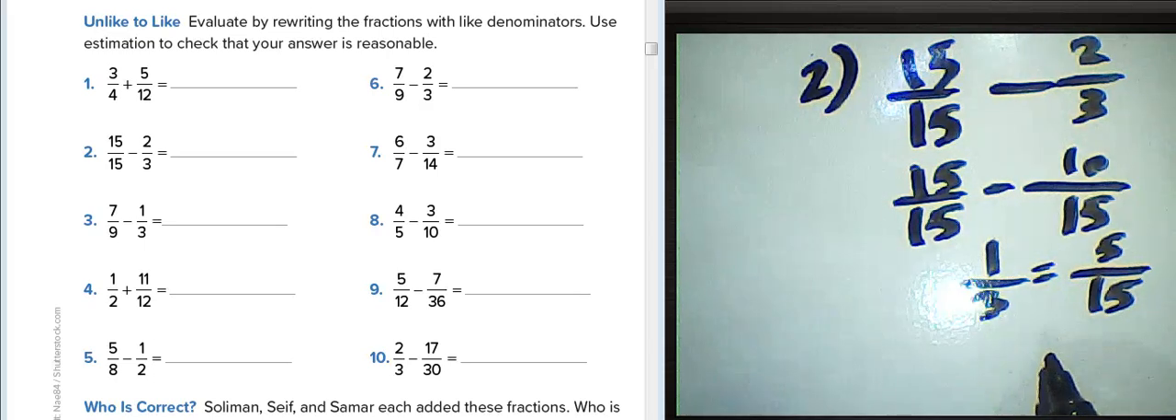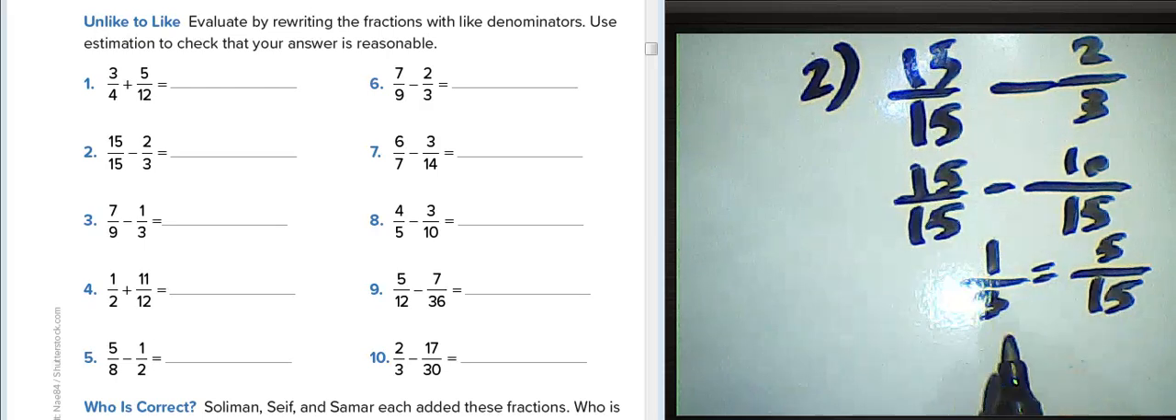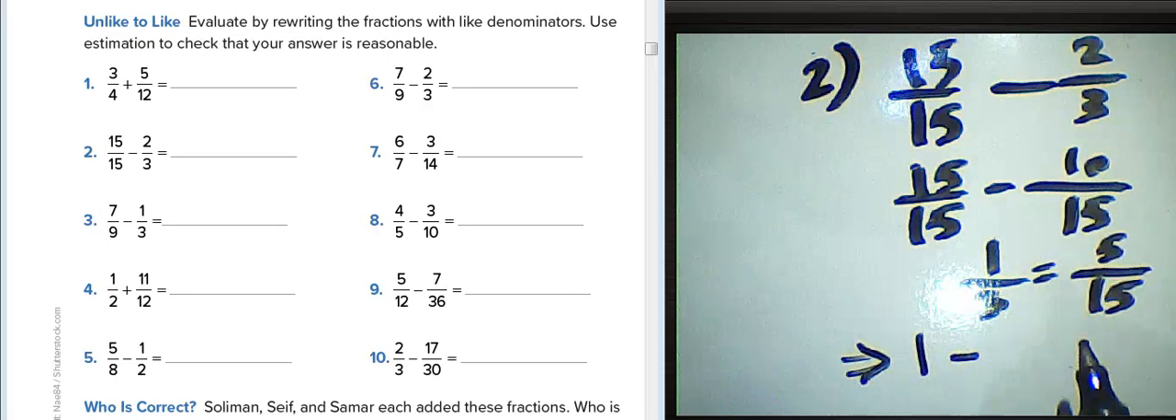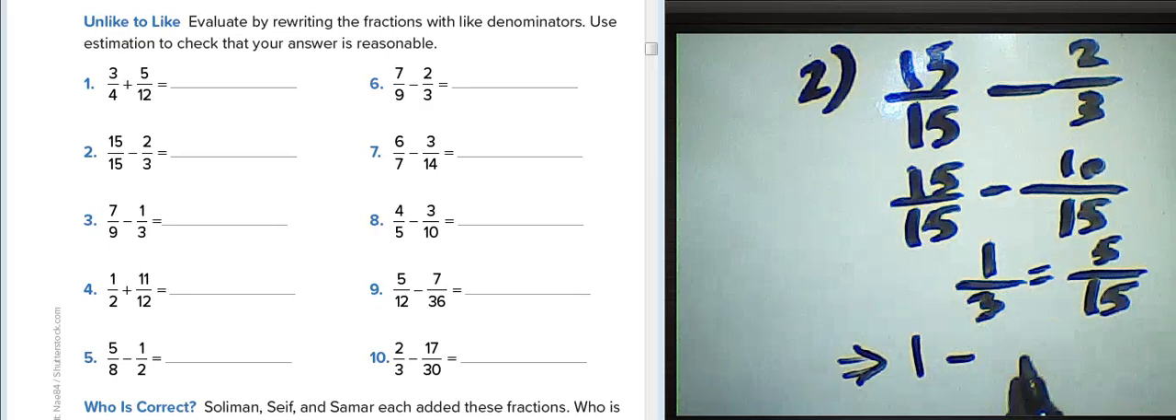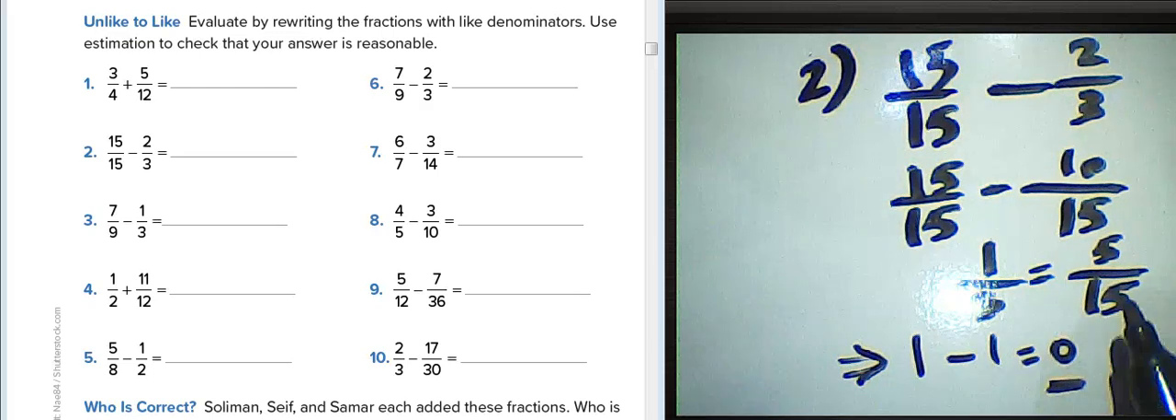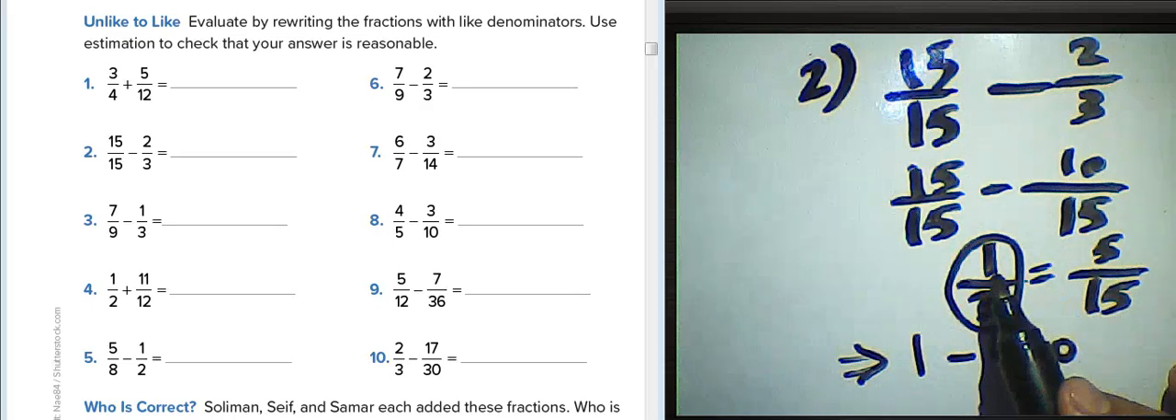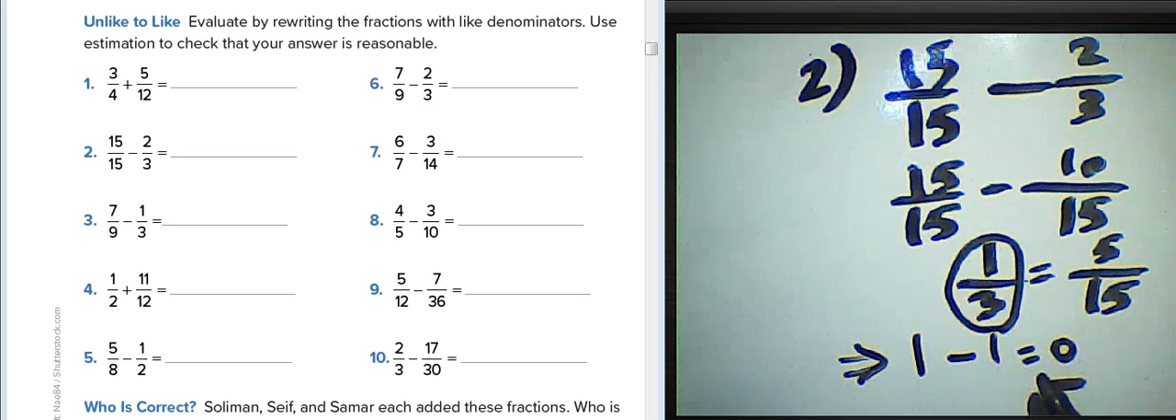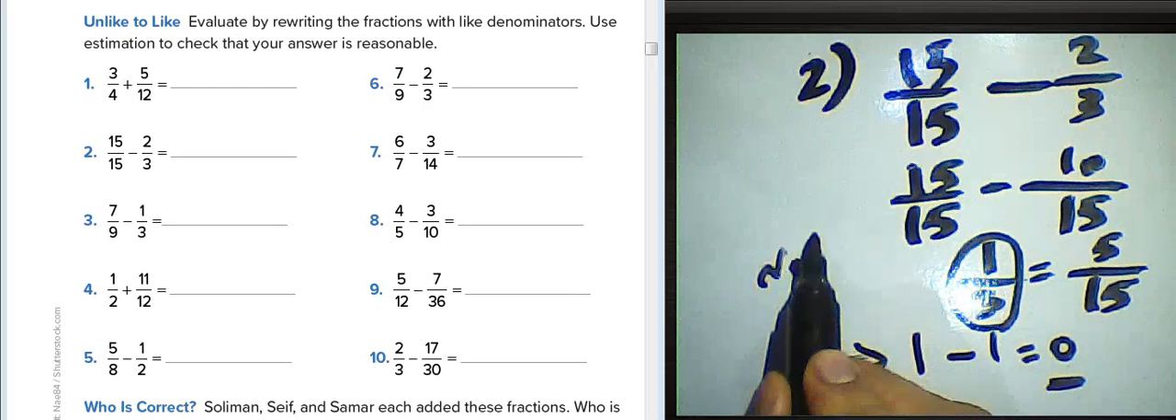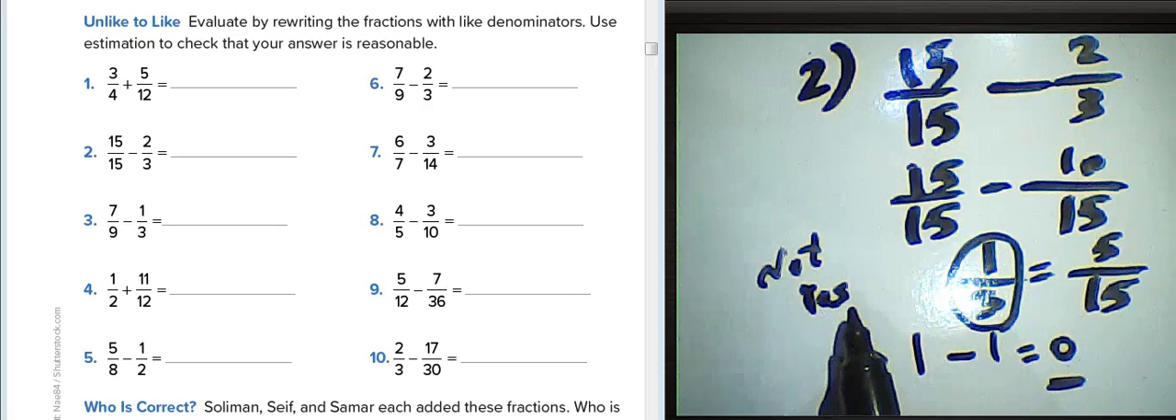Okay? And we can use approximating. 15 over 15 is close to 1. And 2 over 3 is close to 1. 1 subtract 1 equals 0. And 5 over 15 is nearest to a third. Here, it will be a third, sorry, 5 over 15 equals a third. And 0, just not reasonable, okay?